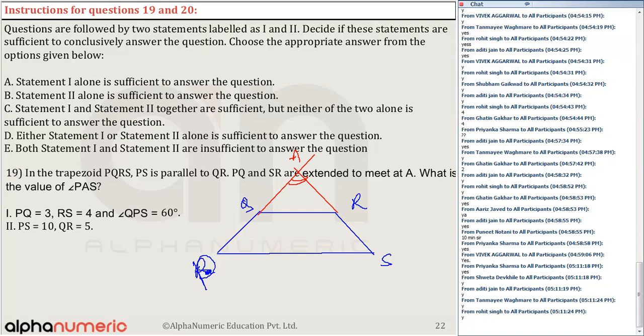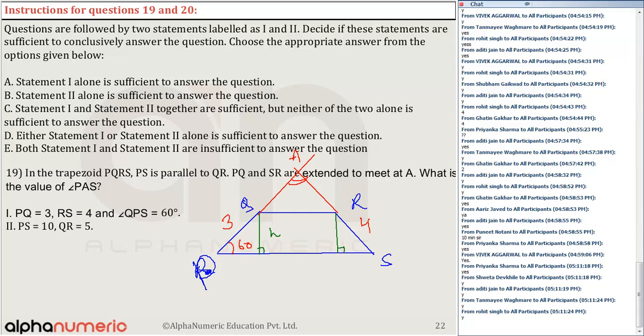First statement gives PQ is equal to 3, RS is equal to 4, and angle QPS is equal to 60 degree. All right. So what I will do here is drop a perpendicular from here. This angle is 90 degree. This is the height.